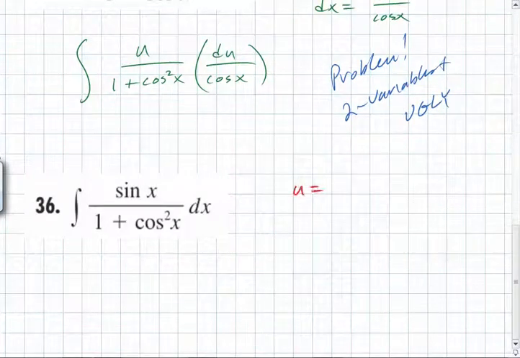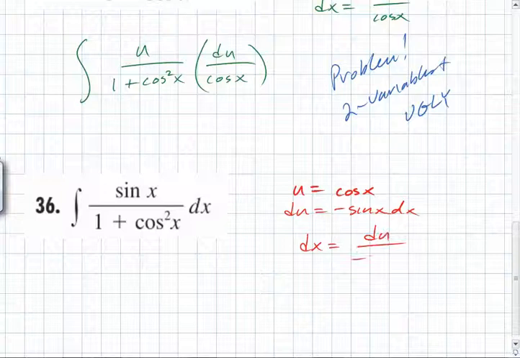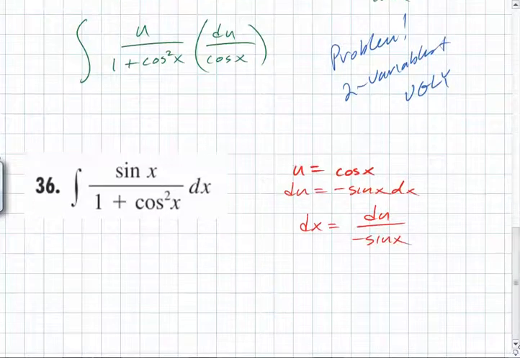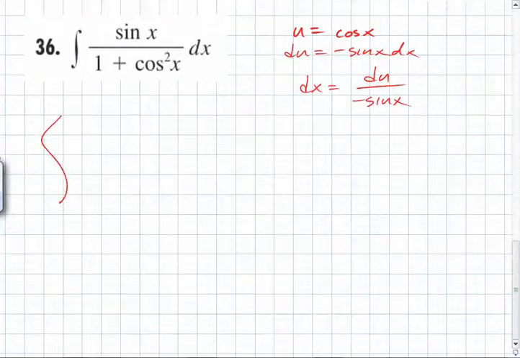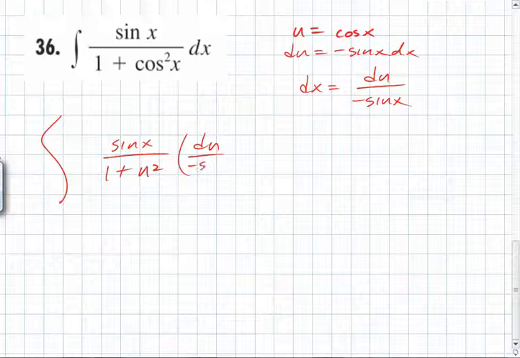So if u is equal to cosine x, what's du going to be, Fawn? dx. So what does dx equal? du over negative sine x. And this is actually going to give us something nice because what are we going to get to cancel? Yeah, we end up with this. 1 plus what? u squared times what? du over what? Negative sine x. Is that good?